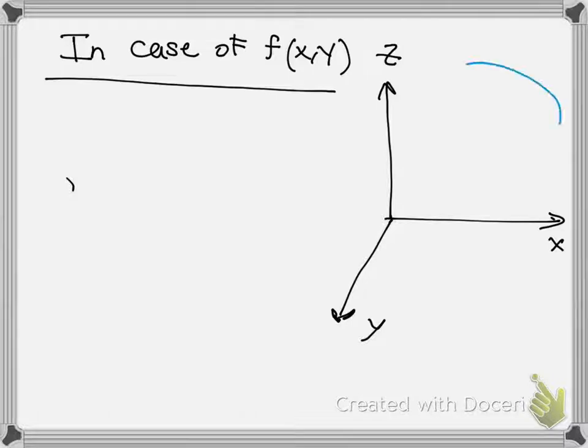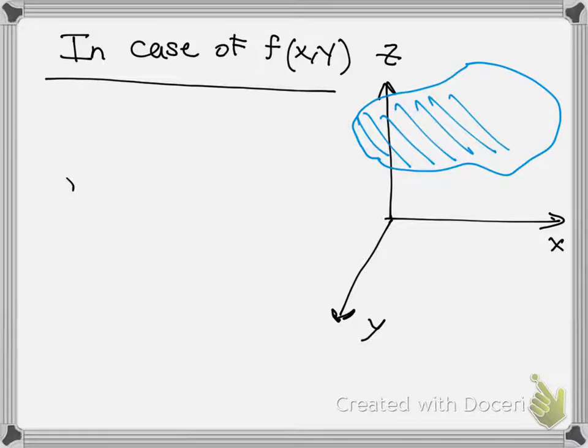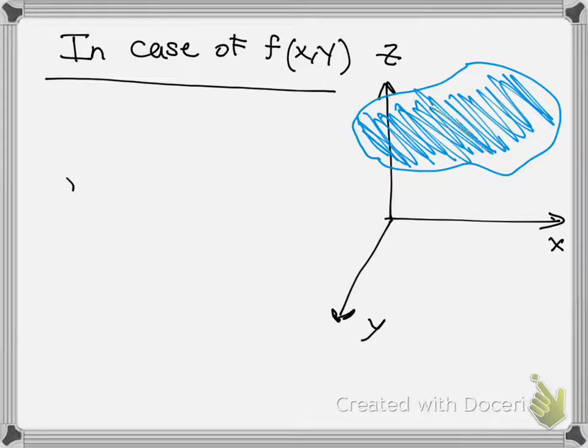So let's say this whole blue region is the graph of f of x. So this is f of xy. Okay, now let's take a point.